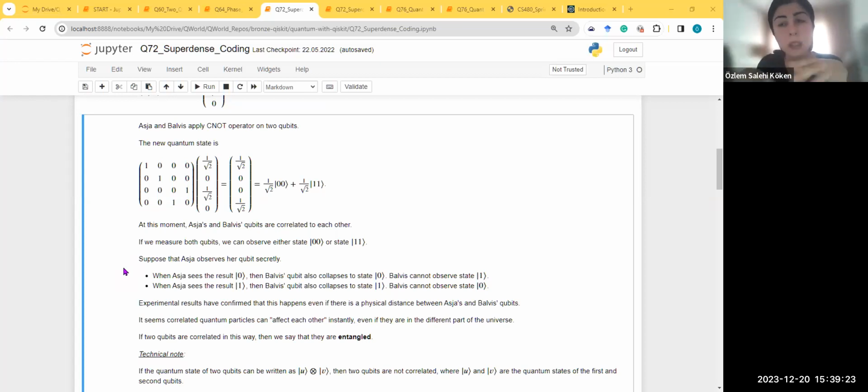And this is not the only entangled state, of course. This is something special called a Bell state. There are 4 Bell states, and this is one of them. And the others are |00> minus |11>, and |00> plus |11> and so on. And we have |01> plus |10>, and |01> minus |10>.